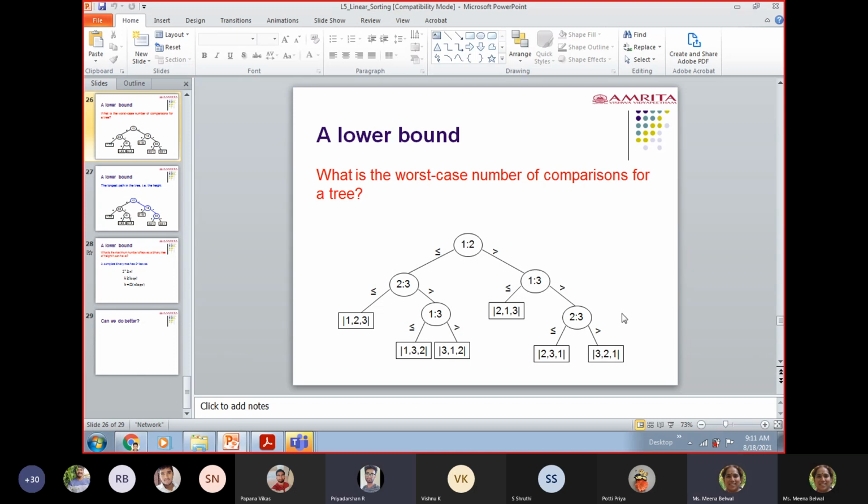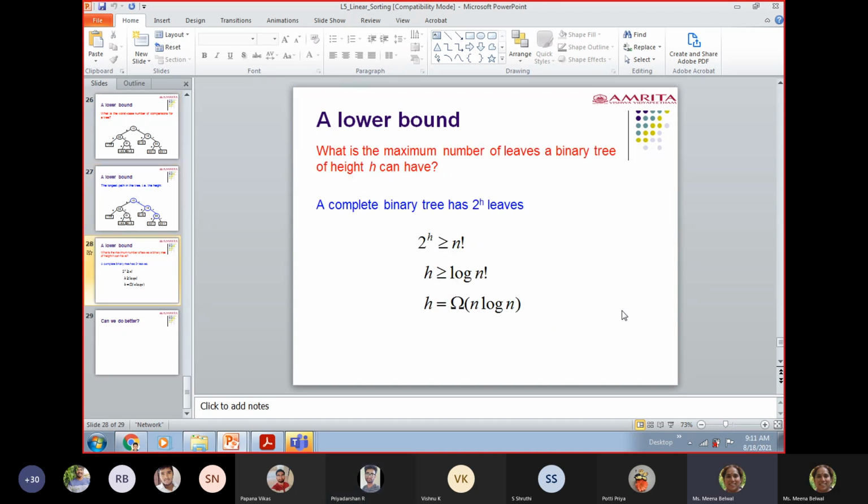Ma'am, 2 power h is the height of the tree? No, 2 power h is not the height of the tree. I mean, the total number of nodes in the tree? No, not the total number of nodes. It is the number of leaves in a complete binary tree. 2 power h is the number of leaves in a complete binary tree. Yes, ma'am. Understood.